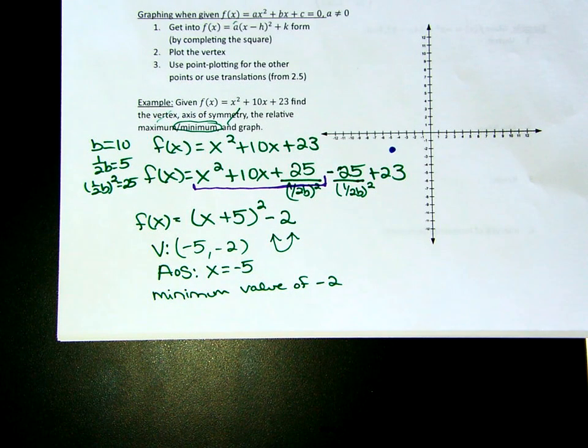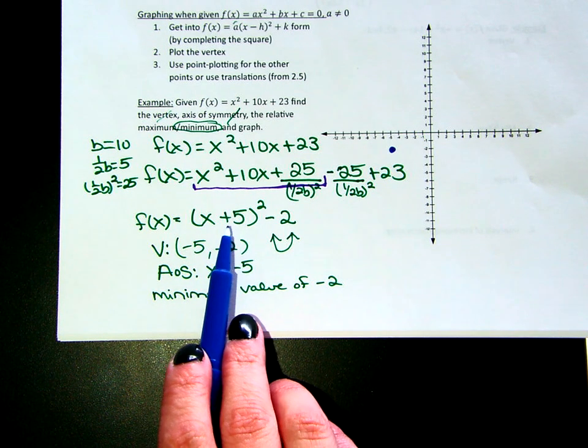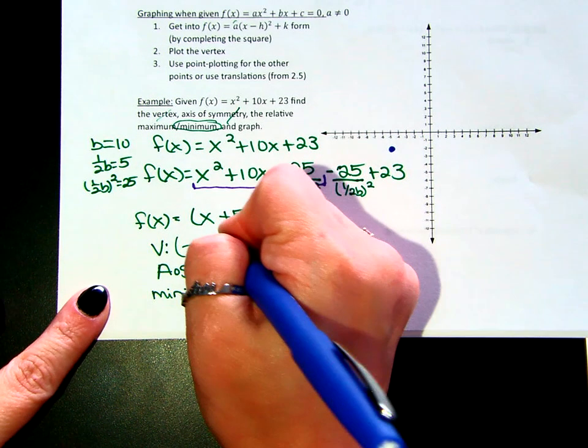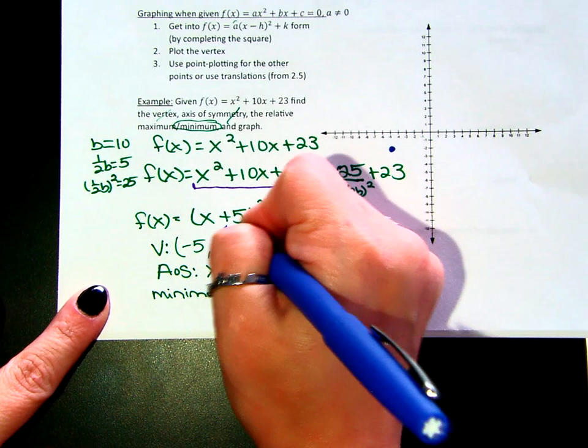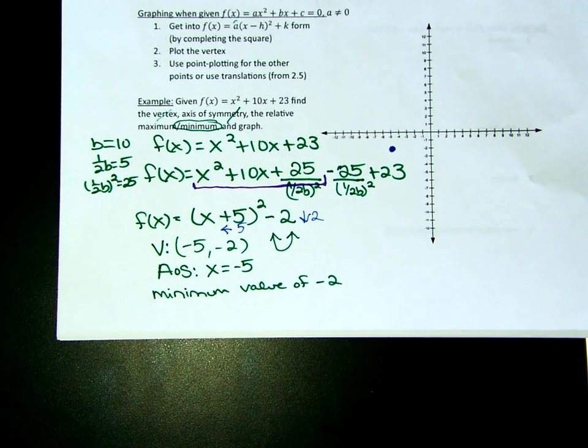And here's the nice thing, this is an x squared with a horizontal shift to the left 5 units, down 2 units. It all jives with our 2.5 material. It all works. So that would be our vertex. We're going to open up.